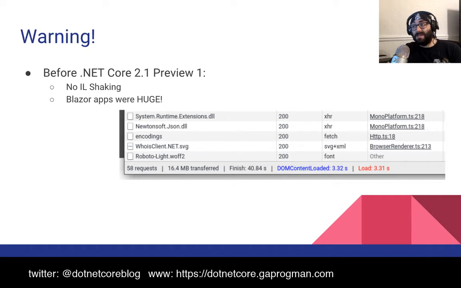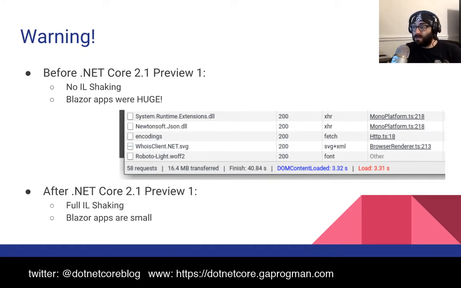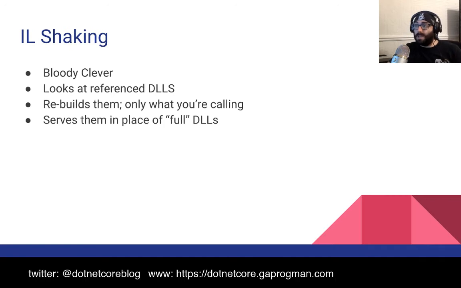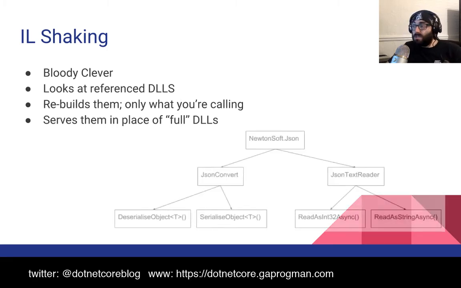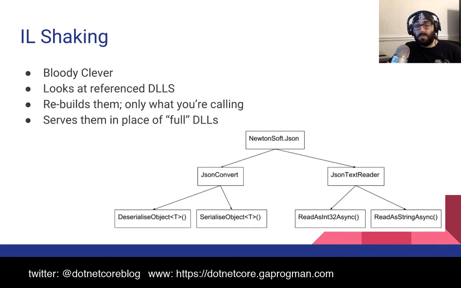But after .NET Core 2.1 Preview 1, we now have IL shaking. This is intermediary language shaking, which means that Blazor apps and other .NET Core apps are now actually quite small. So let's talk about what IL shaking is. IL shaking is really clever. I've said bloody clever there. That probably means that this video is going to be content tagged. Oh well. What it does is it looks at different DLLs, it rebuilds them and removes the code that you're not calling, and then serves them as if they are full DLLs.